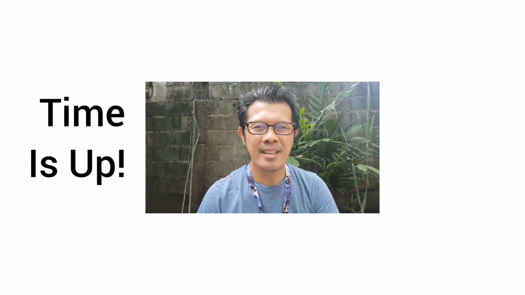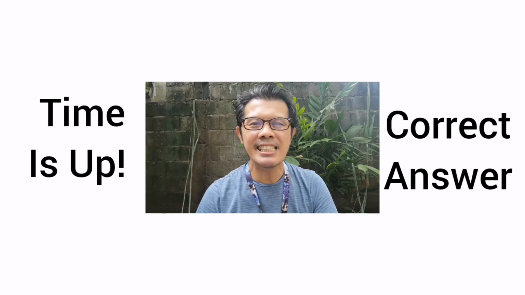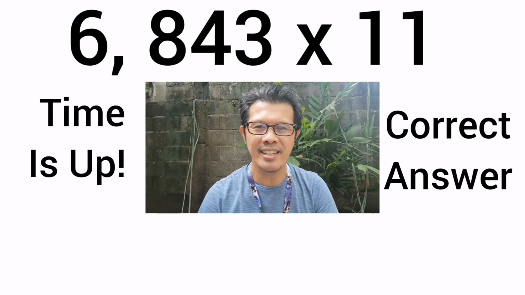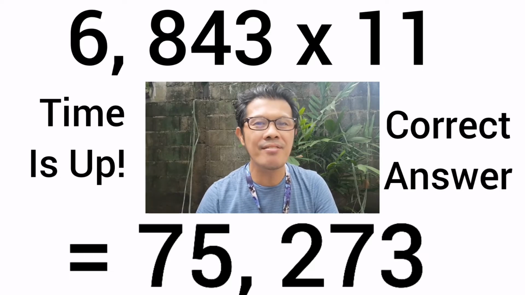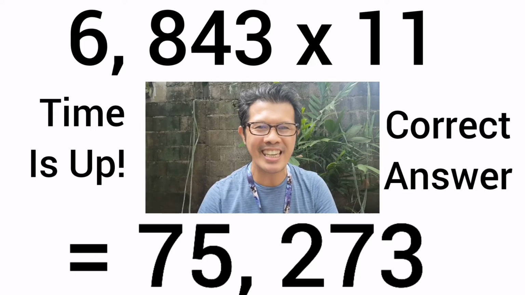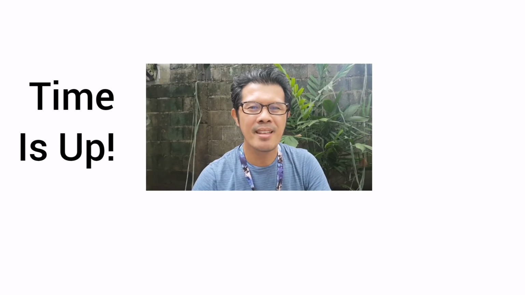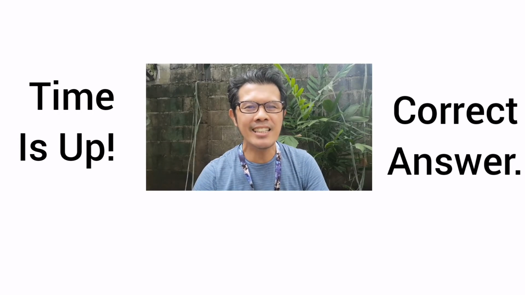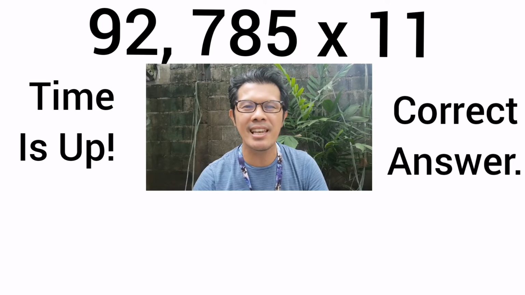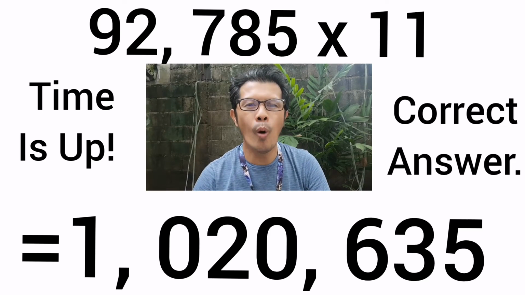Number 2. Ready? Start. Time is up. The correct answer is 6,843 times 11 is equal to 75,273. Number 3. Ready? Start. Time is up. The correct answer is 92,785 times 11 is equal to 1,020,635.